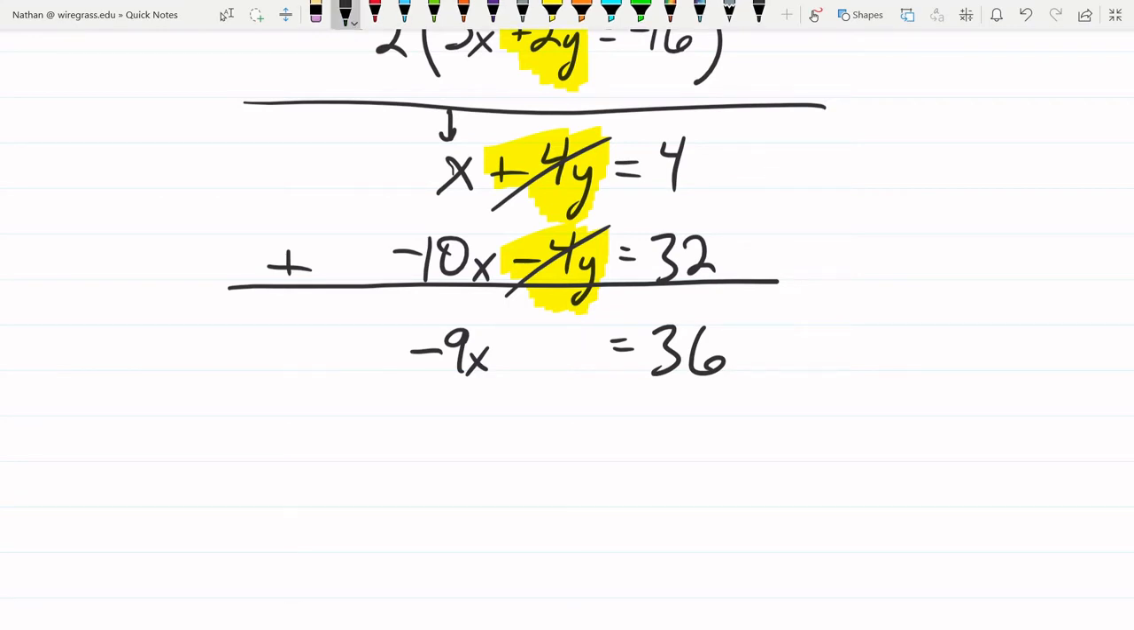And we have -9x equals 36. We just divide it by -9. And we get x equal to -4.